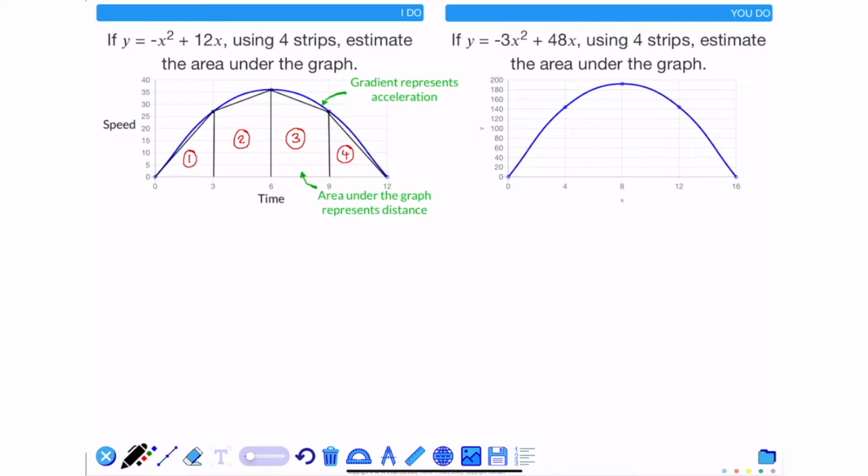So in this video, we're going to look at how we can estimate the area underneath the curve. Here are some of the basic facts. If I had a speed-time graph, the change in the speed over time, i.e. the gradient, represents the acceleration. Speed times time is equal to distance, and this is an indicator that the area underneath the curve represents distance.